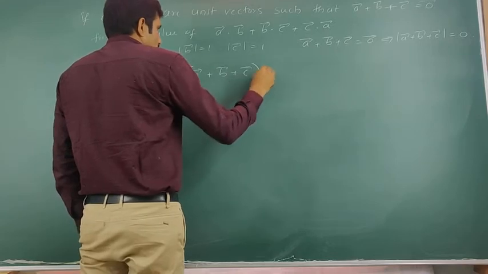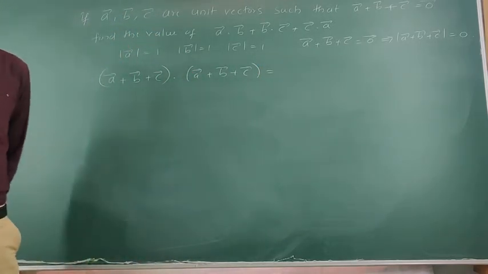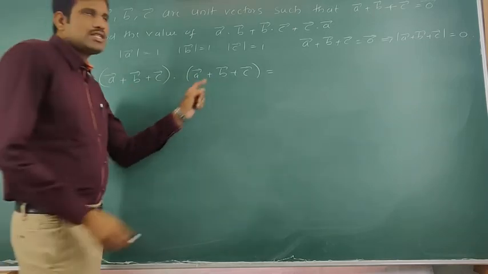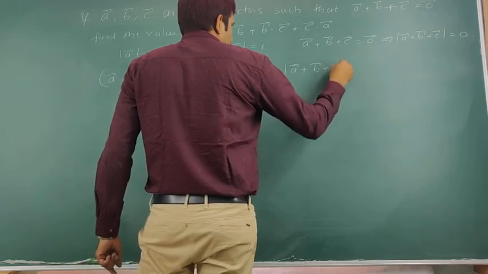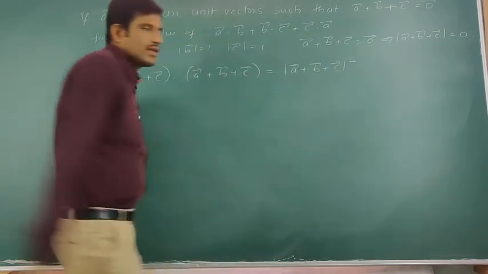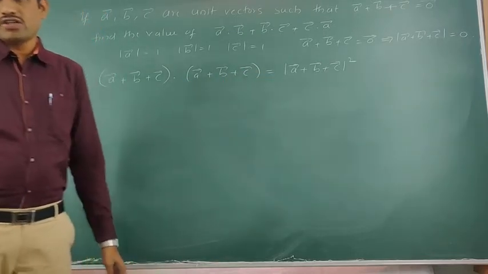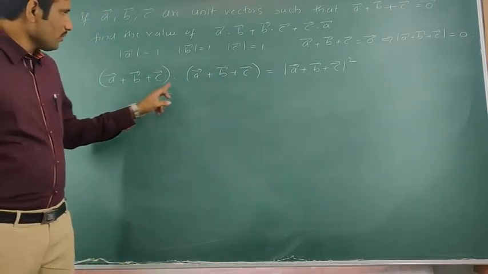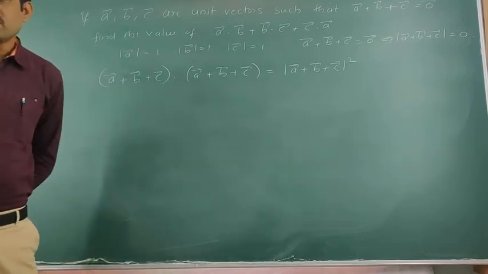So what is A plus B plus C dot A plus B plus C? That is A dot A. What is A dot A? Magnitude of A square. A plus B plus C dot A plus B plus C is magnitude of A plus B plus C whole square. Is it clear, friends? Right? So what is A dot A? A dot A is magnitude of A square. So I am doing A plus B plus C dot A plus B plus C is magnitude of A plus B plus C whole square.